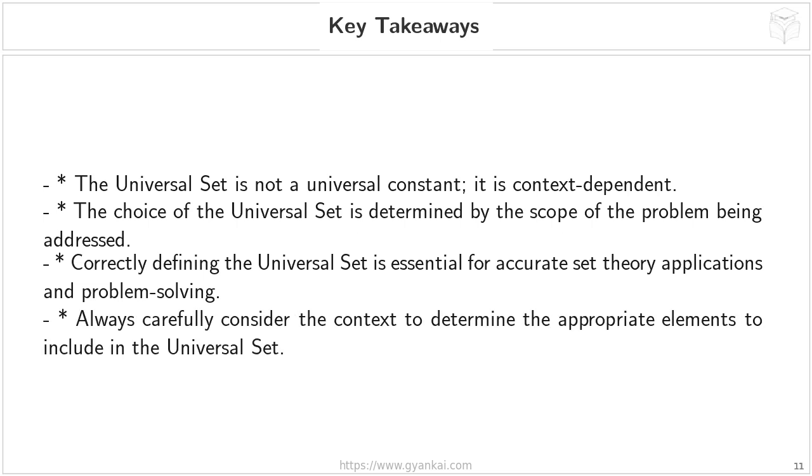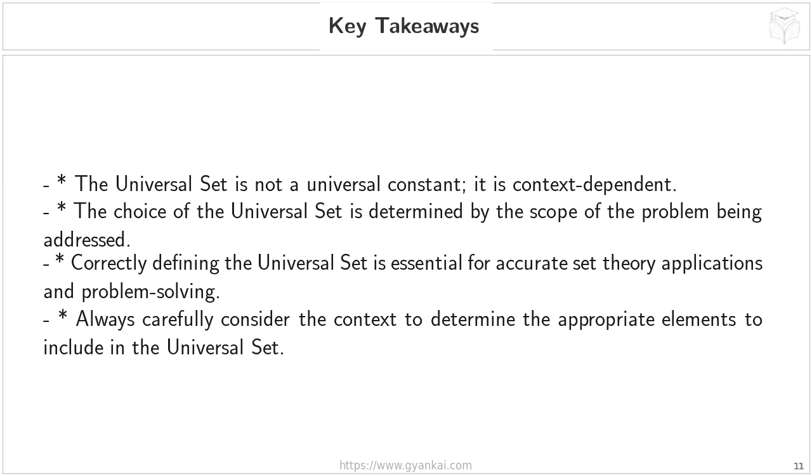Finally, and this is a good rule of thumb, always carefully consider the context to determine the appropriate elements to include in the universal set. Before you even start solving a problem, take a moment to ask yourself, what exactly is this problem about? What are all the possible things I might need to consider? That will guide you in creating a universal set that's just right, not too big, not too small, but perfectly suited to the task at hand.